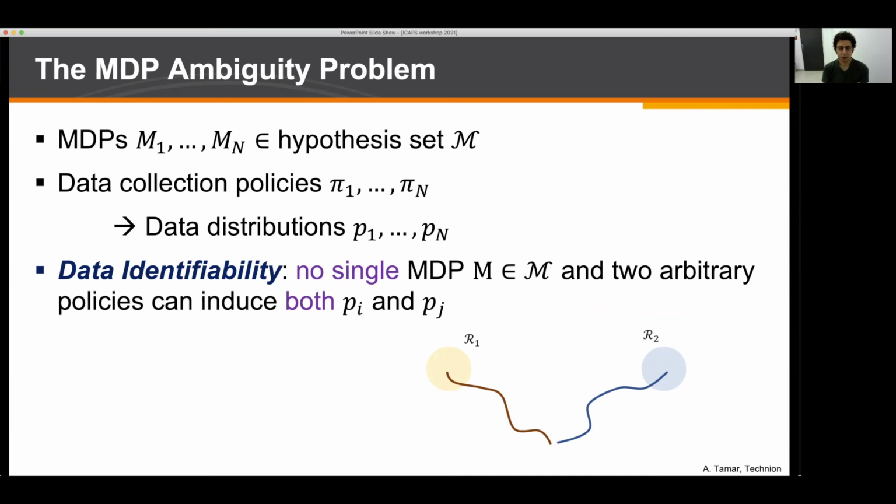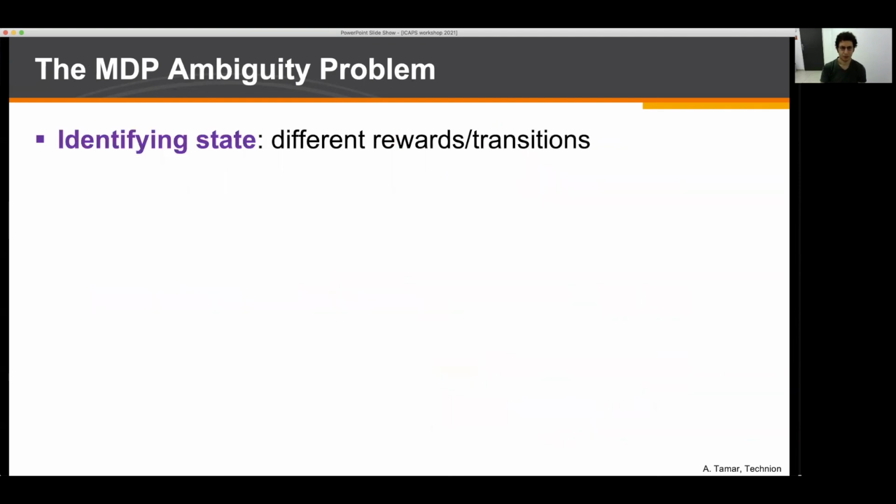So one way to guarantee identifiability is to control the hypothesis set. If all the MDPs only have one reward, then we don't have a problem. But if we learn using neural networks, it's not really feasible to control this. So we have a different approach. An identifying state is a state with different rewards or transitions between the two different MDPs.